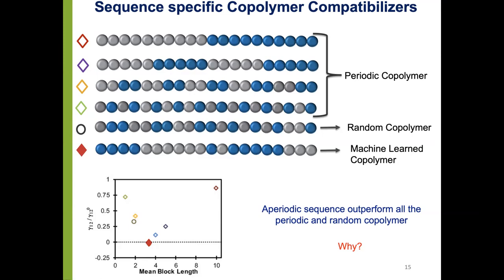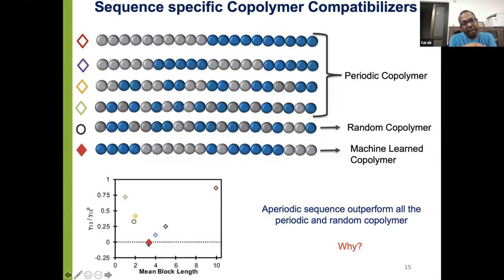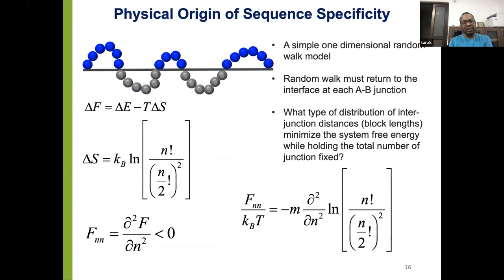I'm almost done. So here, with the help of machine learning, you identify a sequence which can outperform all the human intuitively designed molecules. Then we try to understand why this particular sequence works better than the others. We try to develop an analytical, statistical physics based model to understand it.